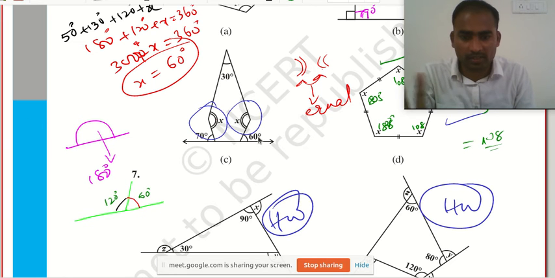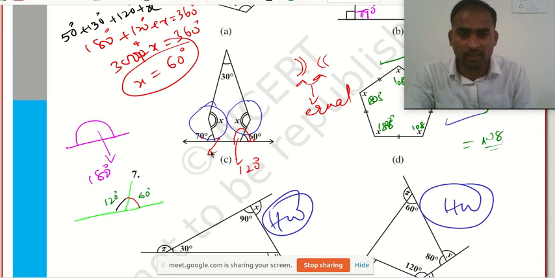So see here, same case. From here to here we have 180 degrees. Here we have 180 minus 60, so this is 120 degrees. And here it is 70 degrees, then this is 110 degrees. So then what will I do?